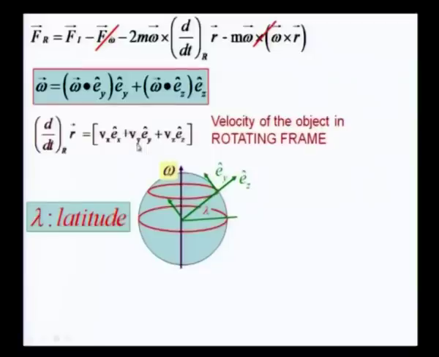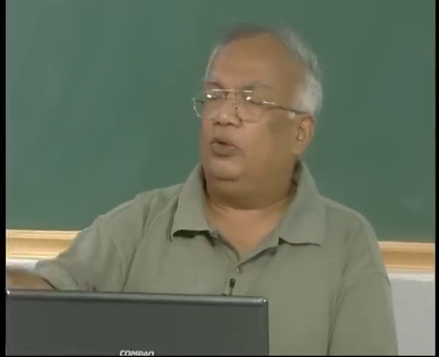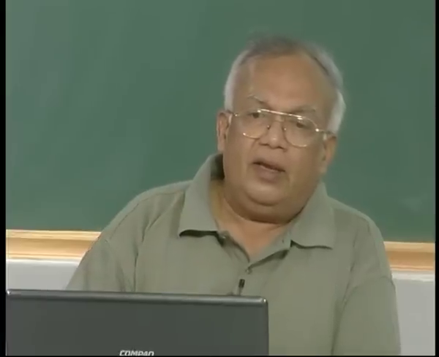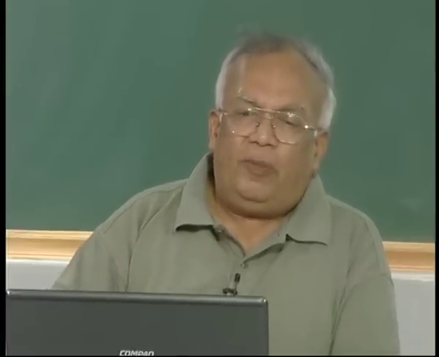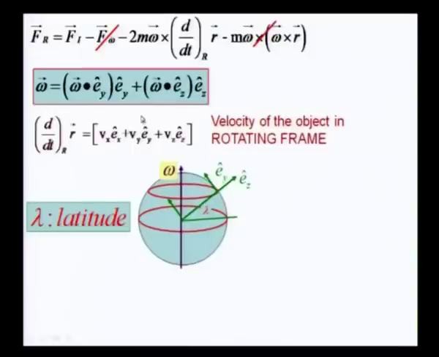The velocity you can always resolve along the 3 components Ex, Ey and Ez, and depending on what kind of velocity, I asked you to find the Coriolis deflection for a plane which is flying from Delhi to Chennai or from Srinagar to Thiruvananthapuram. You need to plug in its x component, y component and z component, and then you can construct the cross product of omega with this velocity and find the deflection. It is a very simple exercise now.